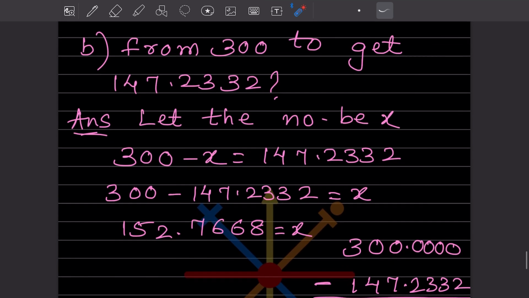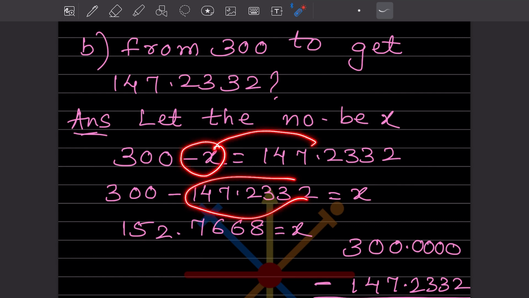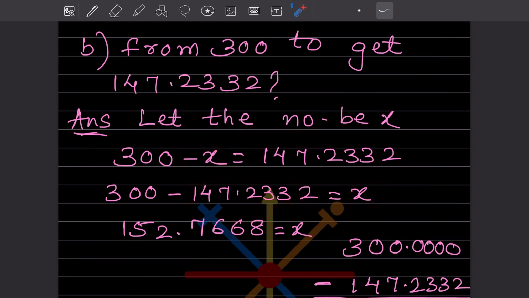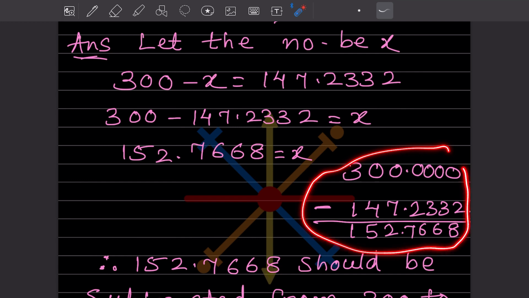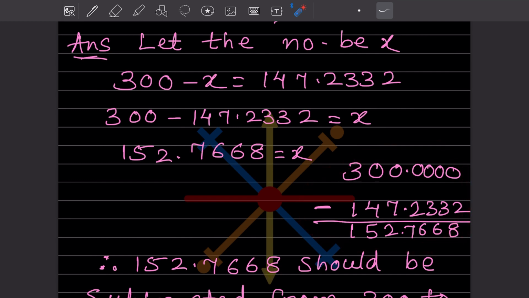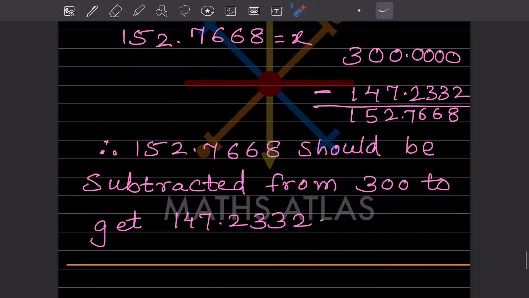Now your 300 is on the left hand side. So this, if you are taking on the left hand side, this is plus, this is going to get minus, and this whole thing. And minus x, if you are taking it on the right hand side, this is going to be plus x. So when you subtract, I have done this with a vertical method, you get this answer. So that is the value of x. So therefore this should be subtracted to get it.